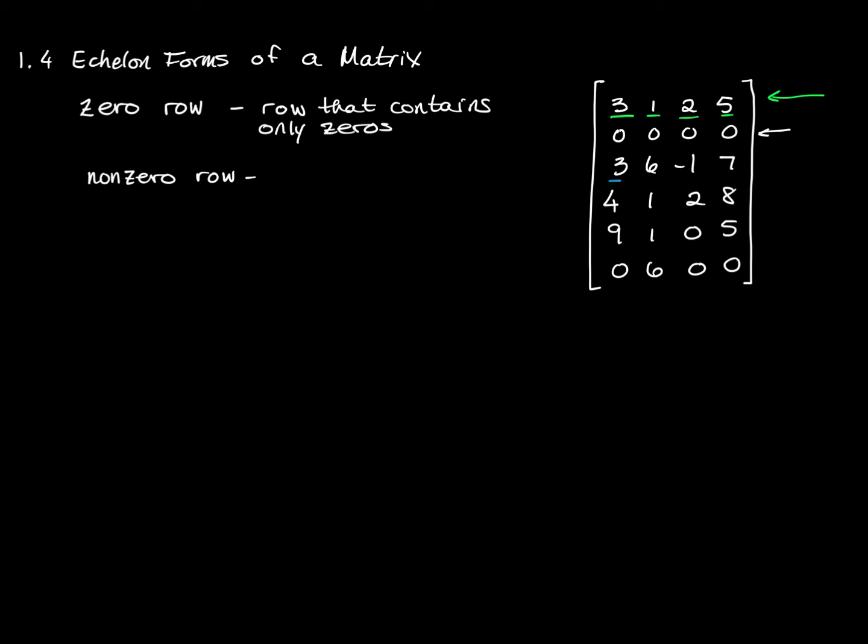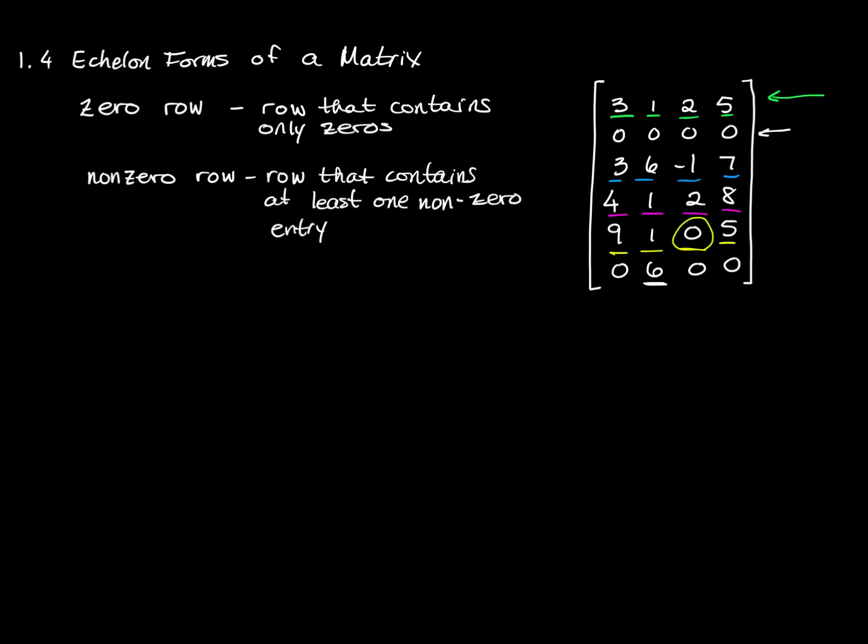Row 3 contains more than one. Row 4, row 5. Now row 5 has a 0 entry in it, but that's okay as long as it contains at least one non-zero entry. And row 6 actually also does too. It contains exactly one non-zero entry, so it is also a non-zero row. So a non-zero row is a row that contains at least one non-zero entry.